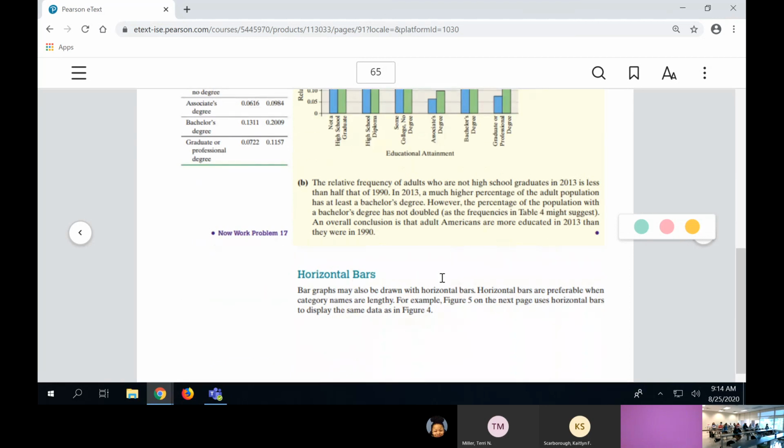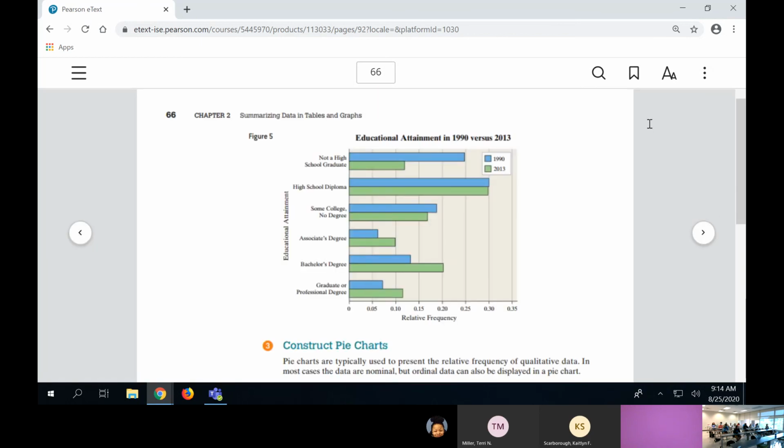Horizontal bars. Is this necessary? No, this is more of a personal preference. Some people like horizontal bars. I think in this case it looks better because you're not reading up the y-axis. So yes, it does have an advantage, and in this case this one looks a whole lot better. Remember, when you do a horizontal, what do the x and y-axis do? It switches, flips. So remember that.